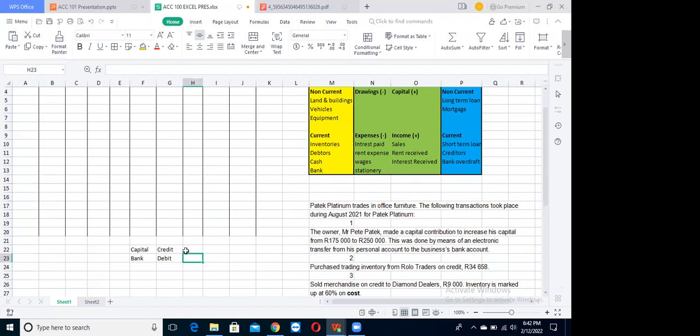So we have 75,000. It means the 175,000 has already been recorded. It's only the difference between the 175,000 recorded in our books.